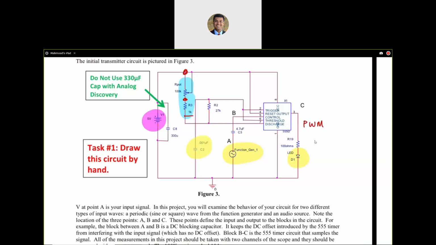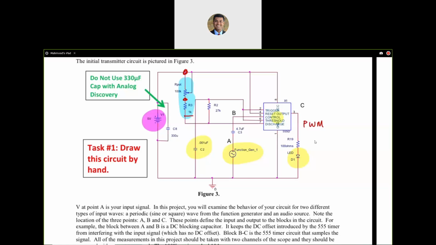Capacitor C2 is actually the one that is getting charged and discharged, depending on the comparison that is happening inside the 555 timer. And we are comparing those voltages to what you see on pin 6 and pin 2, the threshold and the trigger pins. So this generates my pulse width modulated signal. What am I using for power over here? I'm using the Analog Discovery to provide the 5-volt power supply.